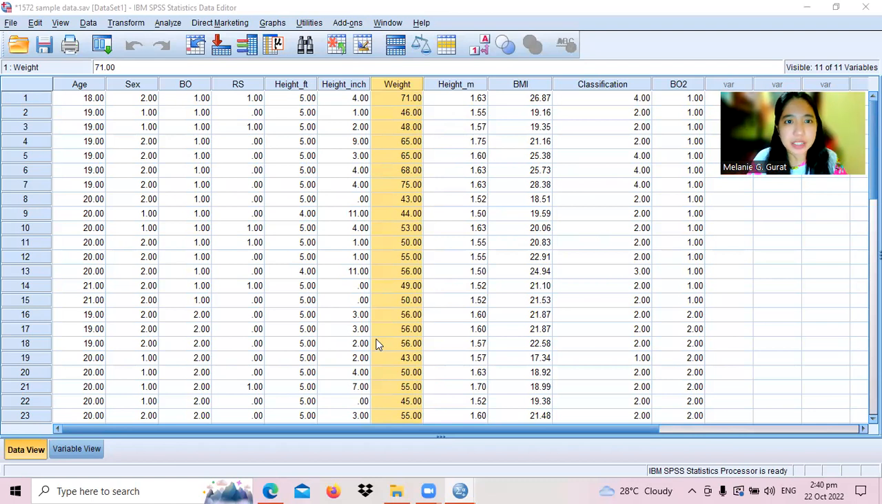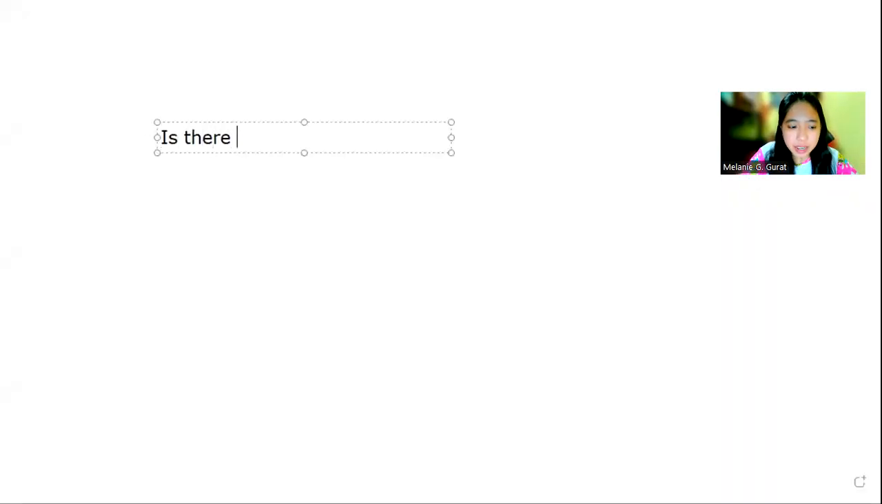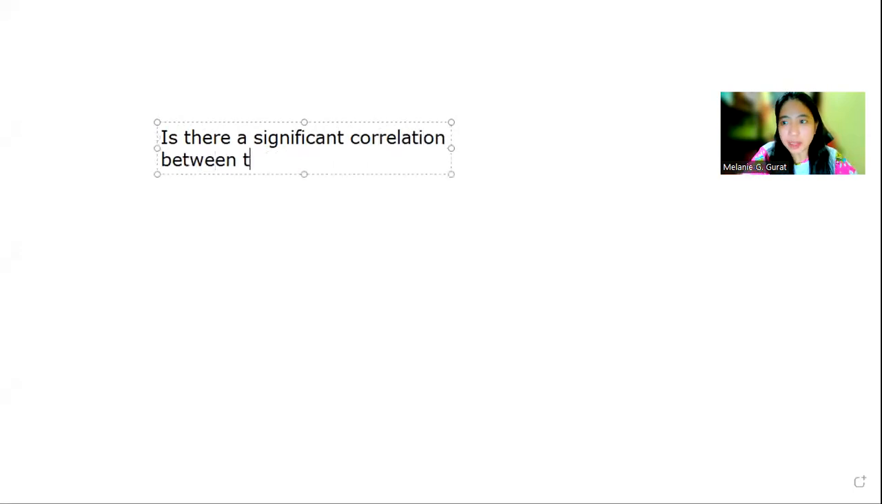In order for us to check what is the applicable test for that, of course, we have to consider again the assumptions of the test. And of course, what are the possible tests that we can use if our concern is not comparison but correlation. So our problem is the correlation. As mentioned, is there a significant correlation between the weight and height of the respondent?